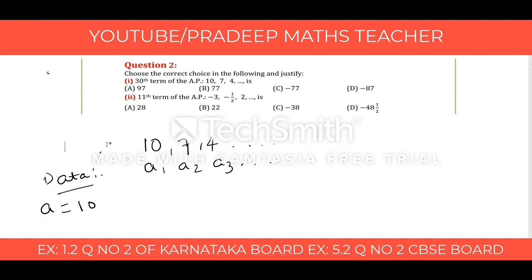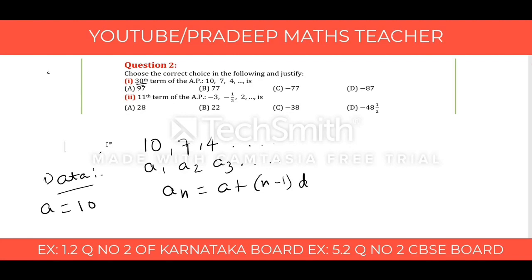Okay, now I'll write the formula, children. The formula, I think you know, to find the 30th term or whatever the 15th term, the a_n formula. I already said this in the last video. The nth term of an AP formula: a_n equals a plus (n minus 1) into d. Okay, now I'll write the data.